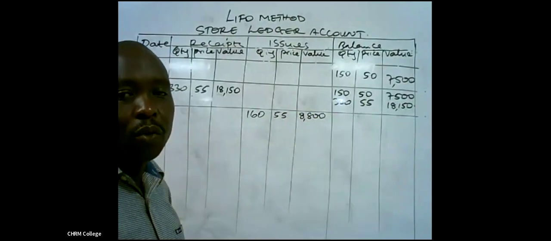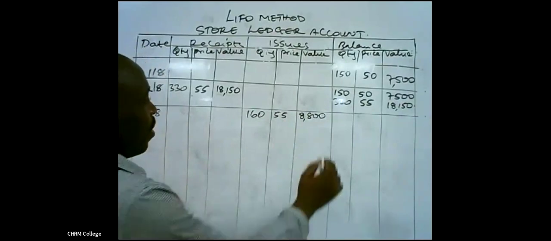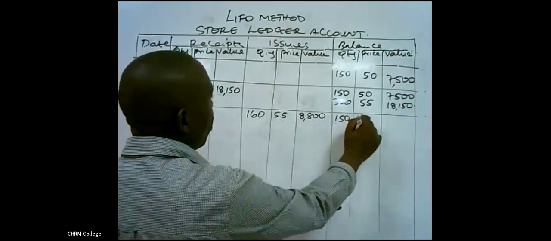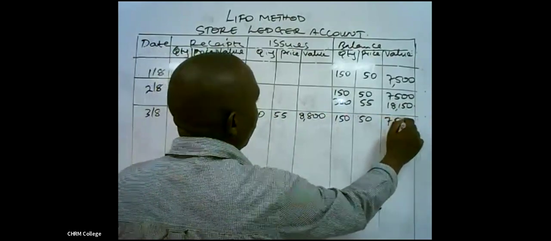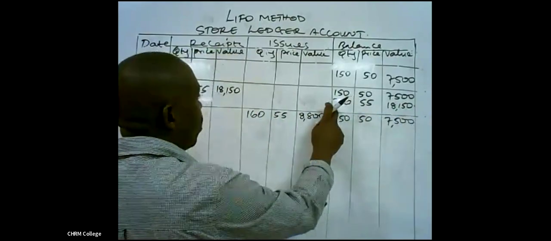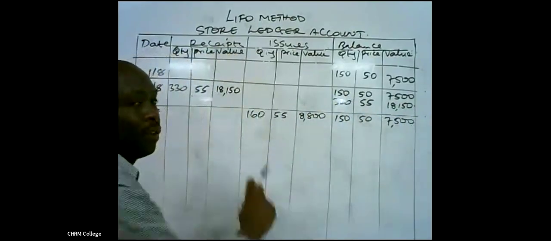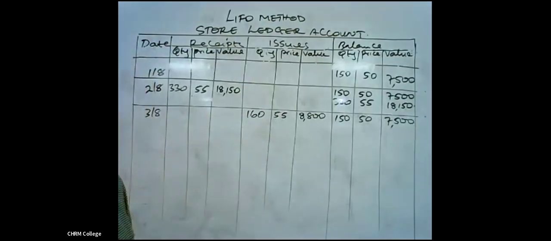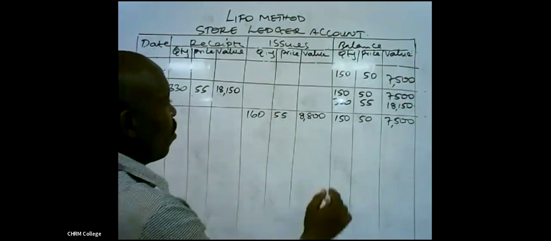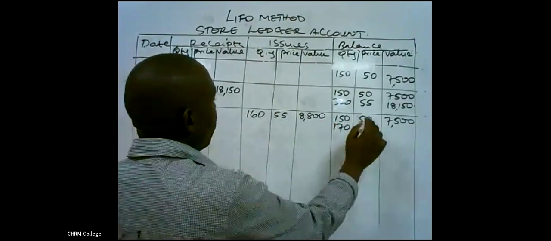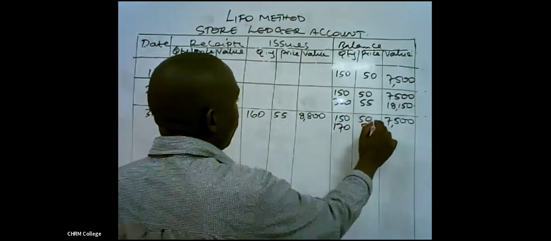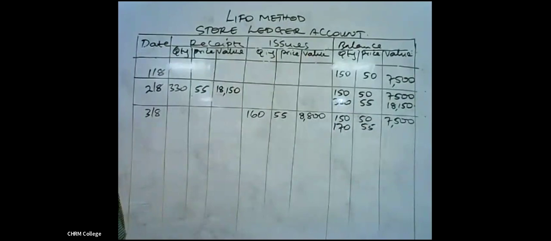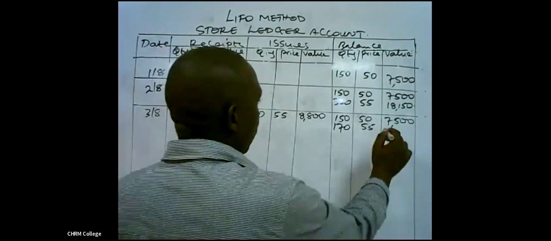After doing that issue, what will be the balance? The balance will be 150 units of each, 7,500. For this one, we have subtracted 160 and issued. So 330 minus 160 that were issued, it simply means that this consignment has 170 units left at 55. You get 9,350.